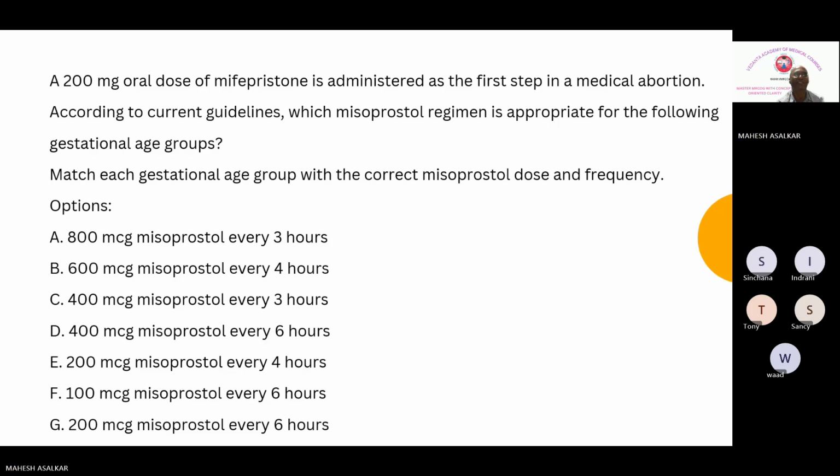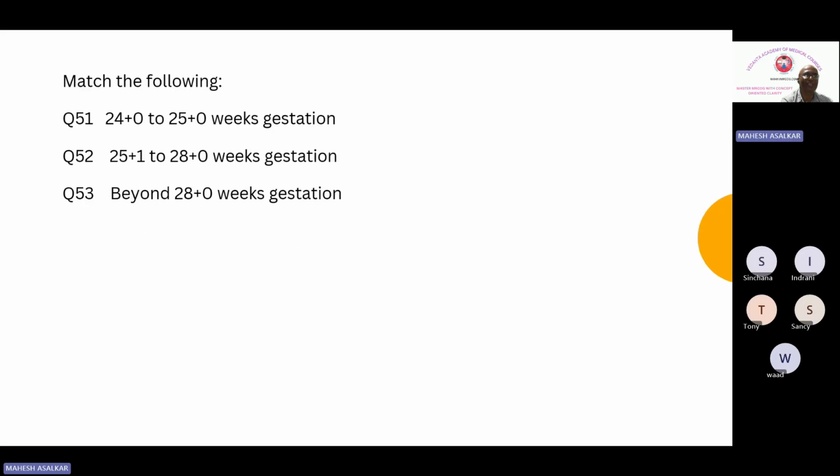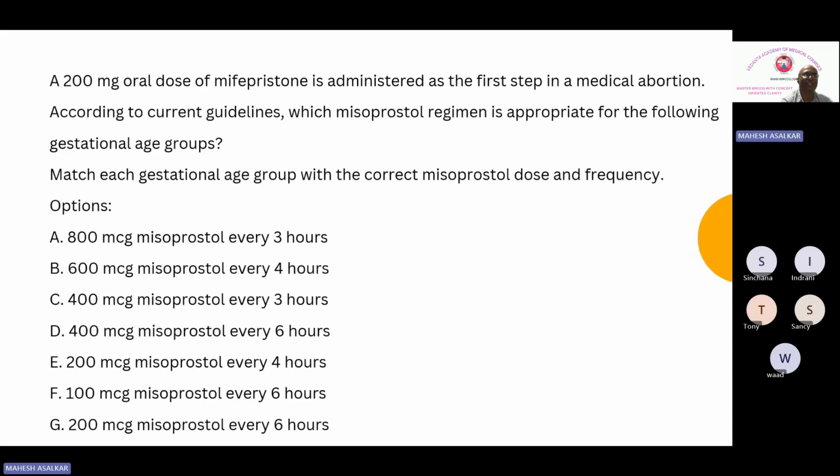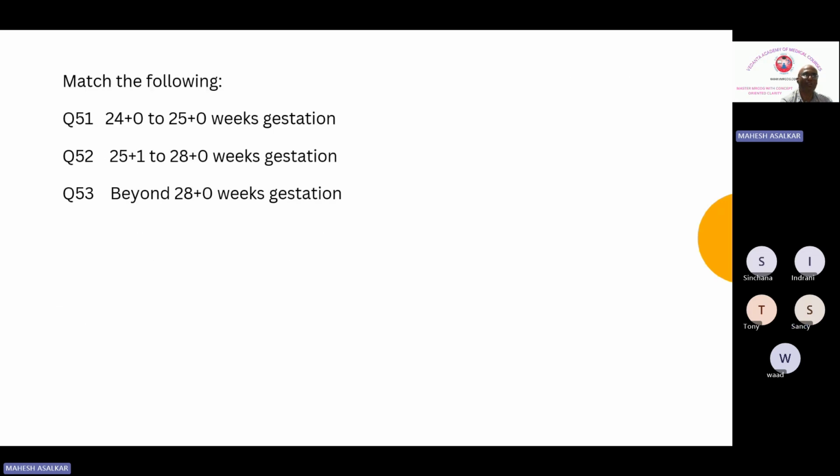A 200 milligram oral dose of mifepristone is administered as the first step in medical abortion. According to current guidelines, which misoprostol regimen is appropriate for the following gestational age groups? Match each gestational age group with the correct misoprostol dose and frequency. This is the EMQ. Mifepristone 200 is given in the first step. For the next subsequent step, what should be the protocol between 24 to 25, 25 to 28, and beyond 28?